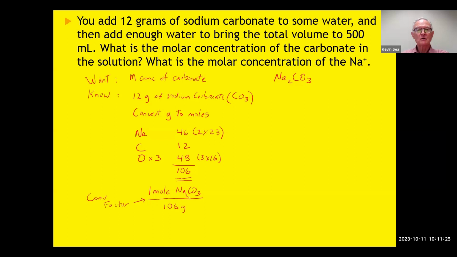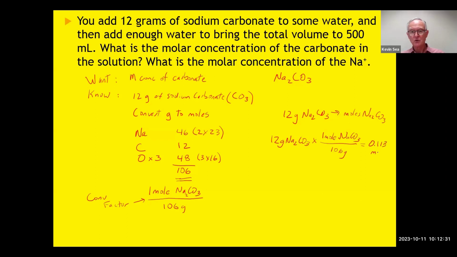All right. So let's convert our 12 grams sodium carbonate to moles of sodium carbonate. To do that, we take our 12 grams sodium carbonate given in the problem times our conversion factor, which is going to be 1 mole sodium carbonate per 106 grams. And that is 0.113. I'm not going to round right now. I'm just going to go 0.113 moles of sodium carbonate.